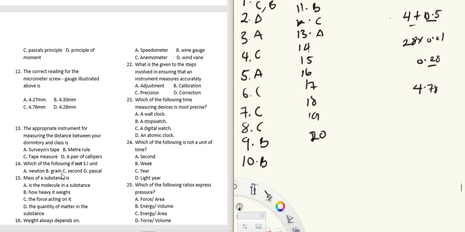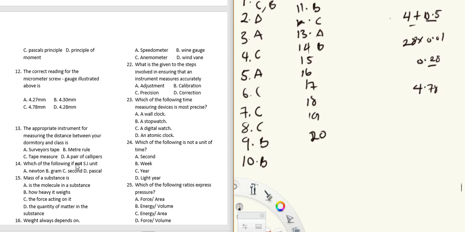Newton is an SI unit. It's a standard unit. Gram is not, I've taught you this. Pascal is an SI unit, and second is an SI unit. Pascal is for pressure, second is for time, Newton is for force. Mass, gram, mass, the actual SI unit is kilogram. So the answer is B for 14.